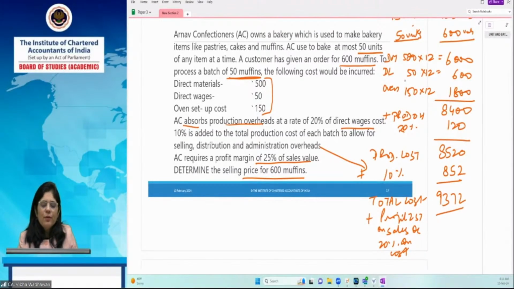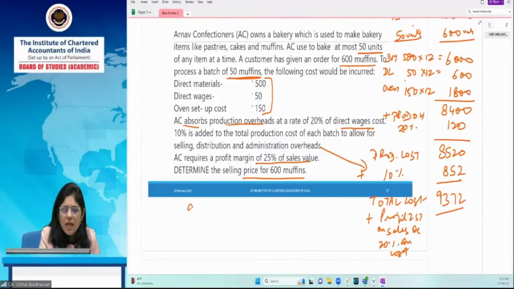Profit is given 25% on sales, but you have to calculate on cost. In costing, you will find this situation very, very common. Profit is given on sales, but you have to calculate on cost. So you better practice this situation. All right, it's very, very common.